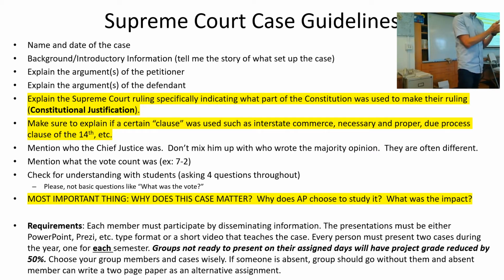The gay marriage case wasn't about that one couple. Now all gay people can get married. It had a huge impact. So tell me about the impact of the case. Like, what did it lead to? How did it change America?